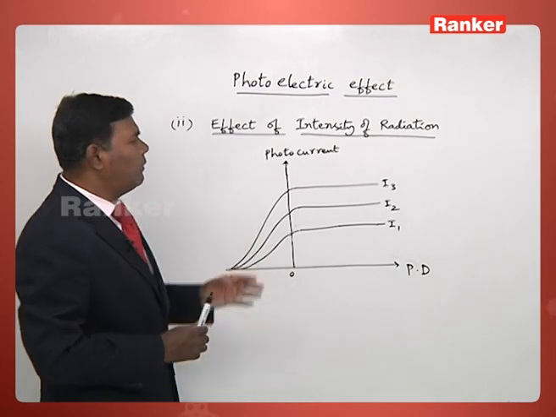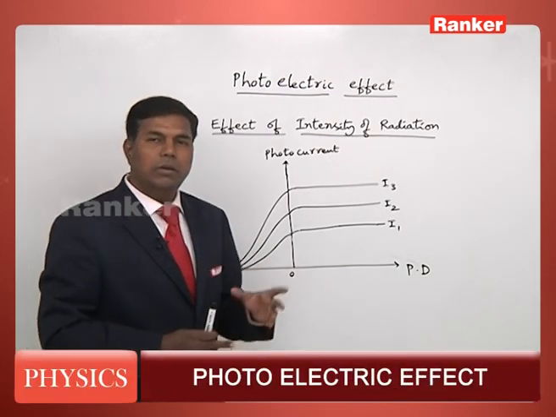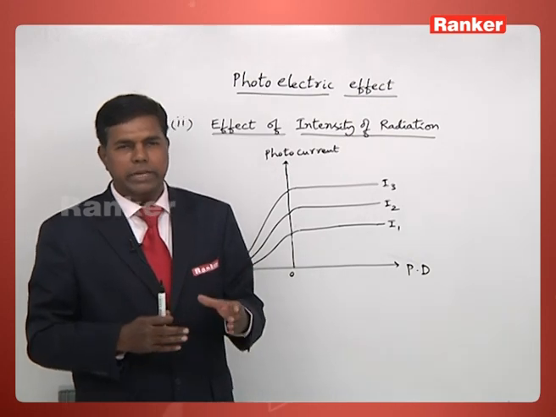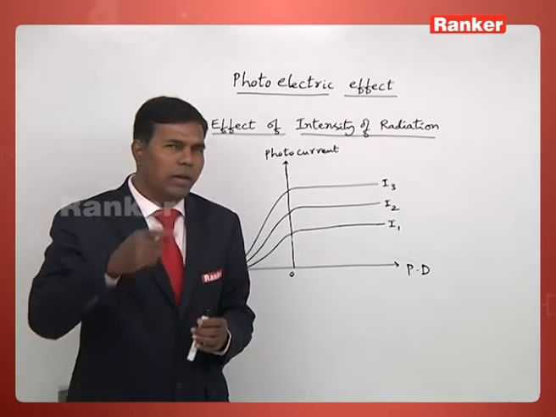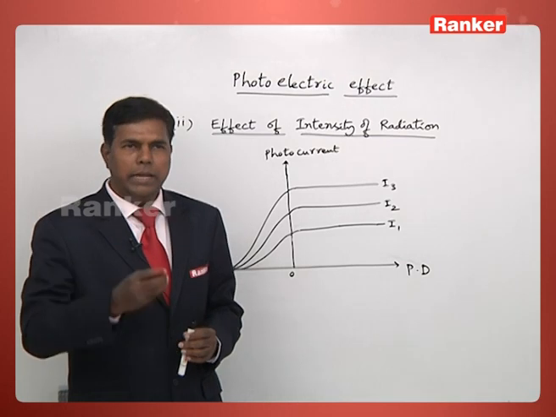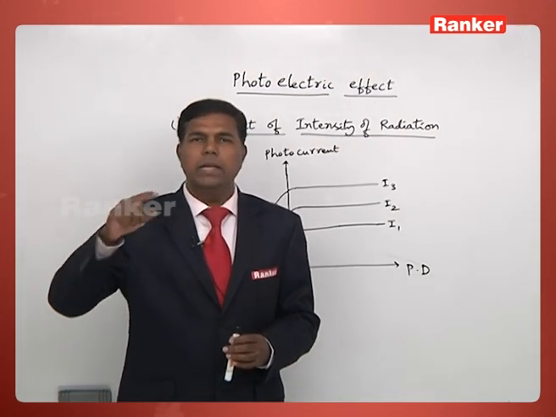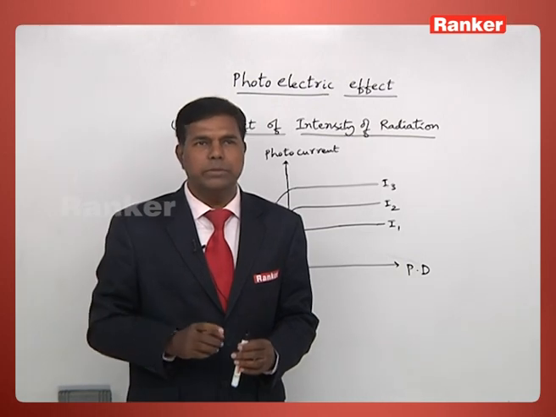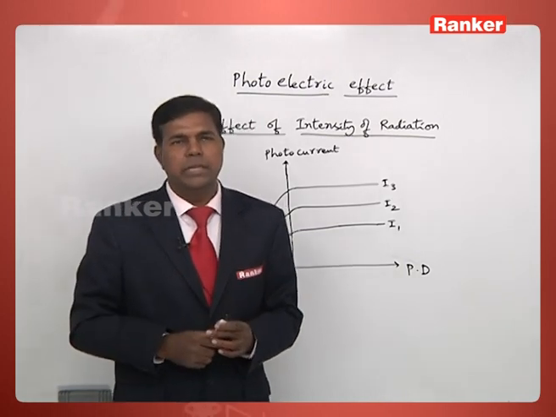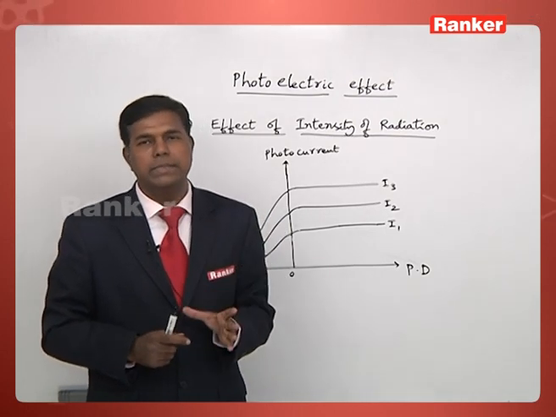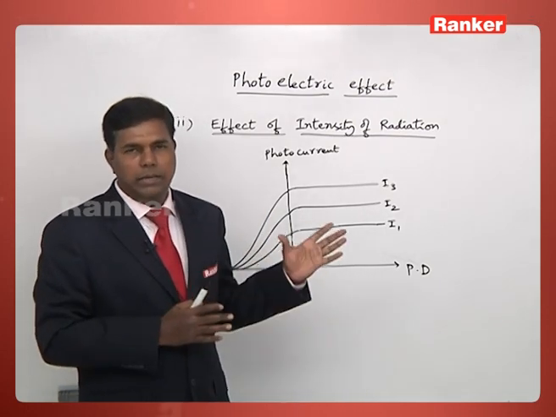Now, we will see the effect of intensity of radiation on the photocurrent. Like in the given experiment, what we are doing is we are making some radiation to fall on the cathode, and electrons are emitted from the surface, they are reaching the anode, and a current flow takes place in the circuit. That is what the experiment is. Now, if I increase the intensity of radiation, what happens? That is observed in the particular case.